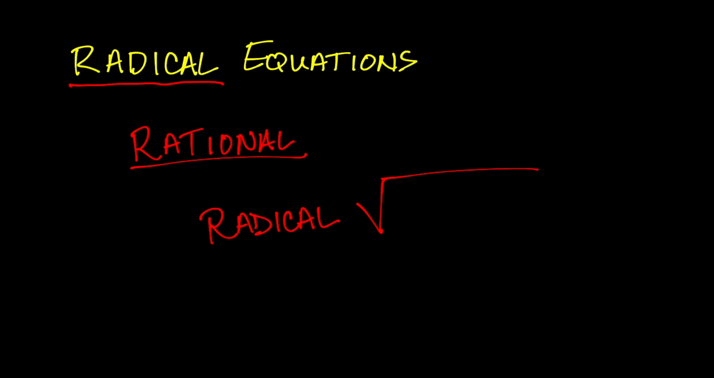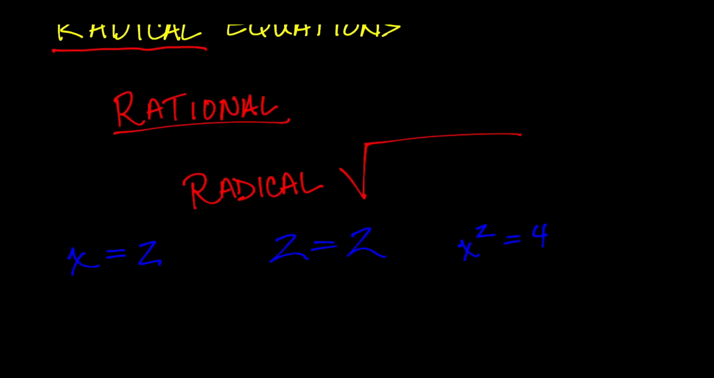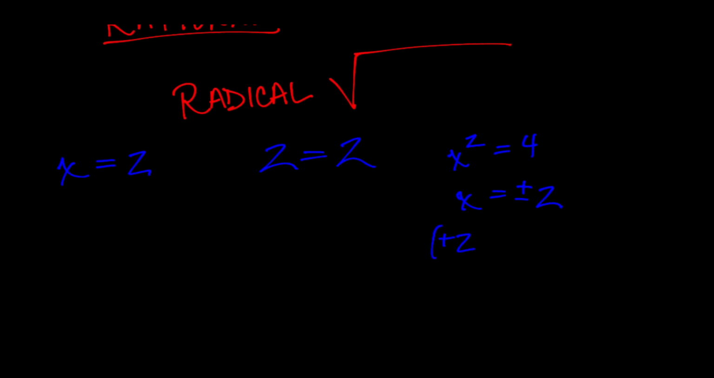When you have an equation that just says x equals 2, the one and only solution is 2, because 2 equals 2. But sometimes we'll see an equation like x squared equals 4. If I take the square root of both sides, I end up with x equals plus or minus 2. That's because plus 2 times plus 2 equals 4, and negative 2 times negative 2 is equal to 4.